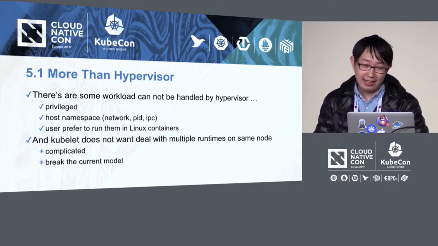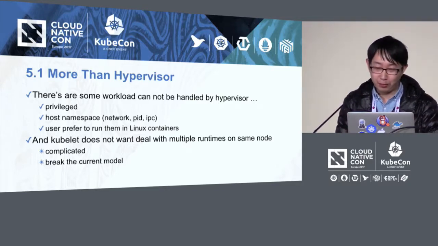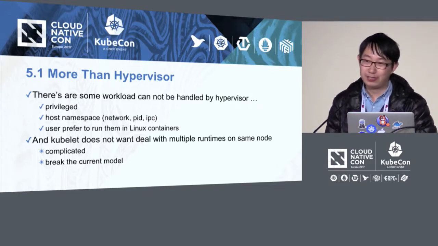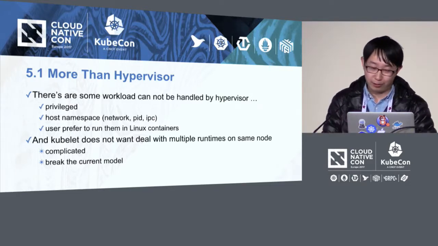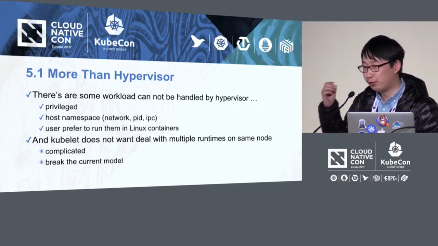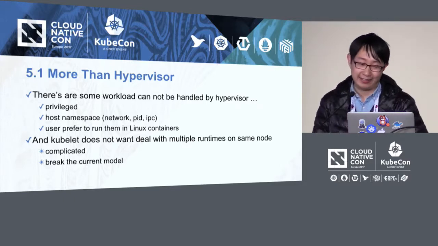The rest of the thing I need to mention today is that Frakti actually supports more runtimes than the hypervisor. That is mainly because there are some workloads that cannot be handled by the hypervisor, for example, the privileged mode of a container, and also the host namespaces, for example, host network and host PID. And there are also some cases where users just don't want to use the hypervisor, for example, because they require better performance or things like that.